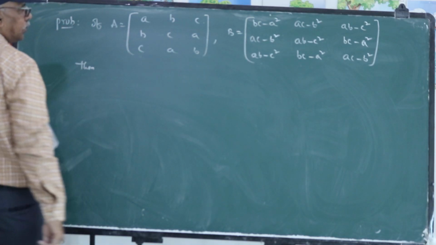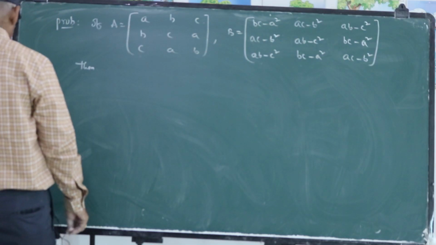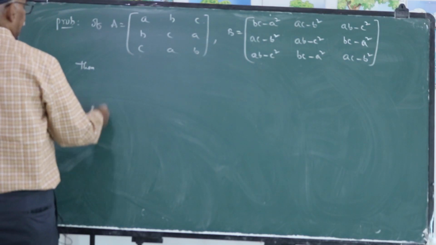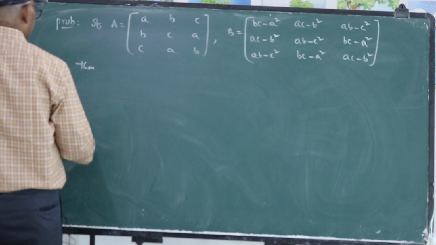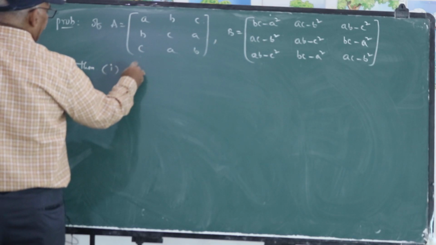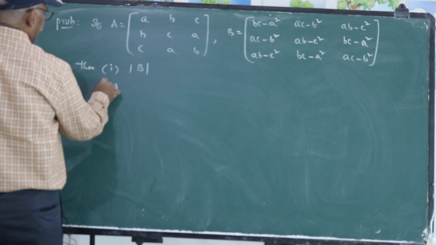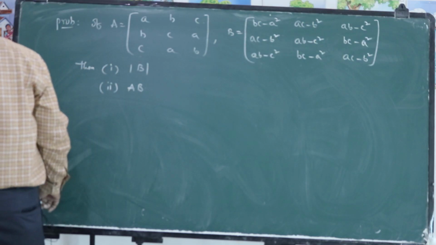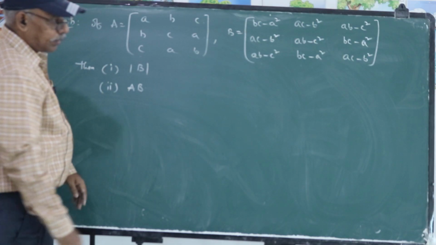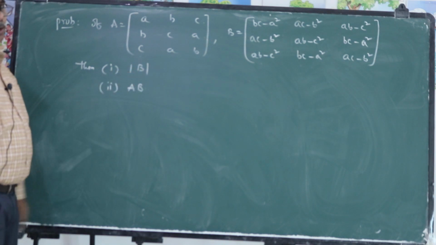A is a given matrix and B is another matrix. Then find det B, the first one, the value of det B, and A into B also.